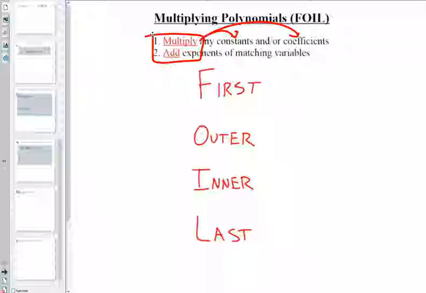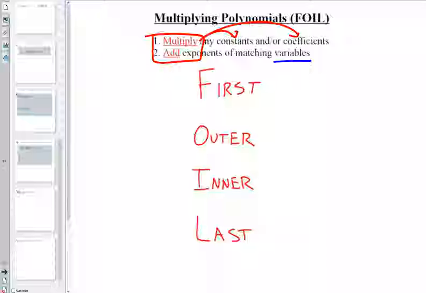When it comes to dealing with the variables, which are those ugly looking letter things, we're going to add the exponents. And this is a very common source of confusion, especially once you mix it up with adding and subtracting. Everybody gets confused, but hopefully these first few examples are going to take care of it.